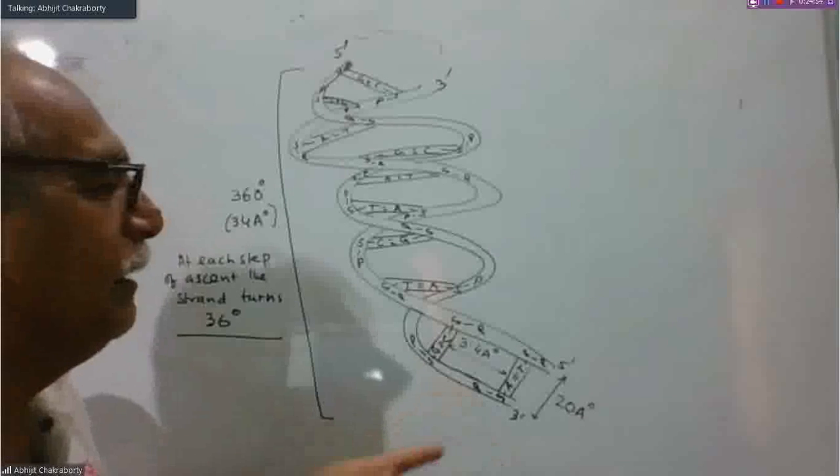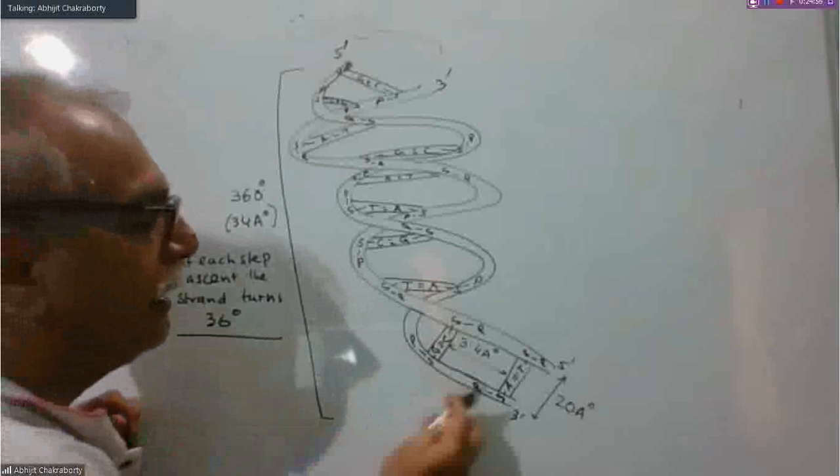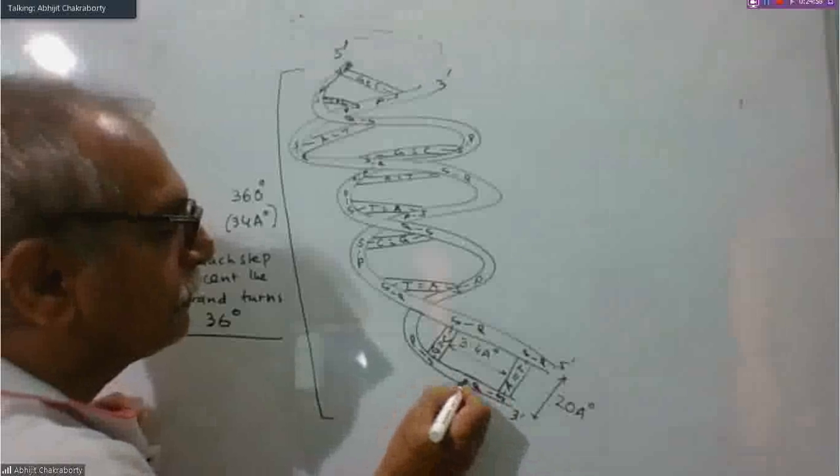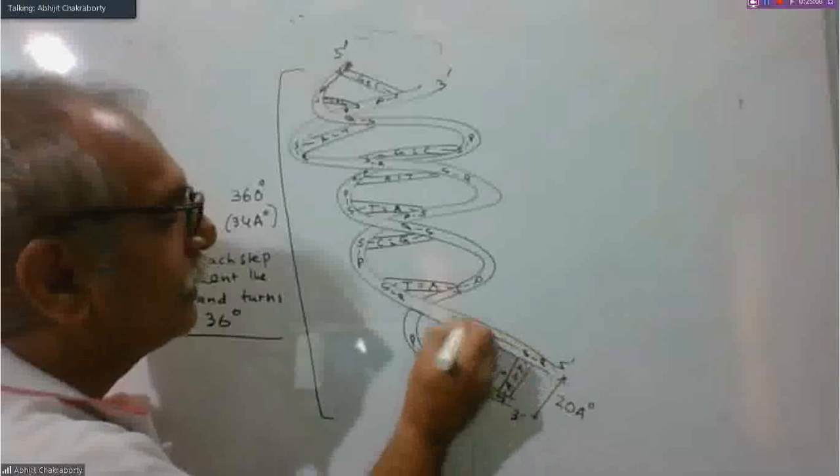Now, if it is compared to a ladder, in the railing you will get the sugar phosphate. They have to be linked again.